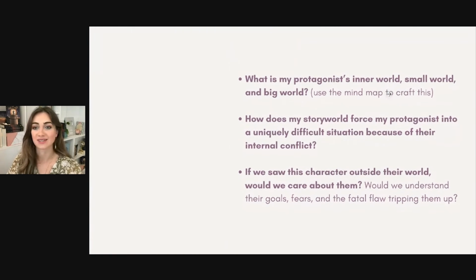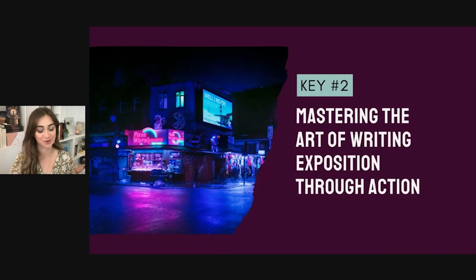Okay, let's get into key number 2. I know that was a lot I just went over, but we have a lot more to explore. First, mastering the art of exposition through action.